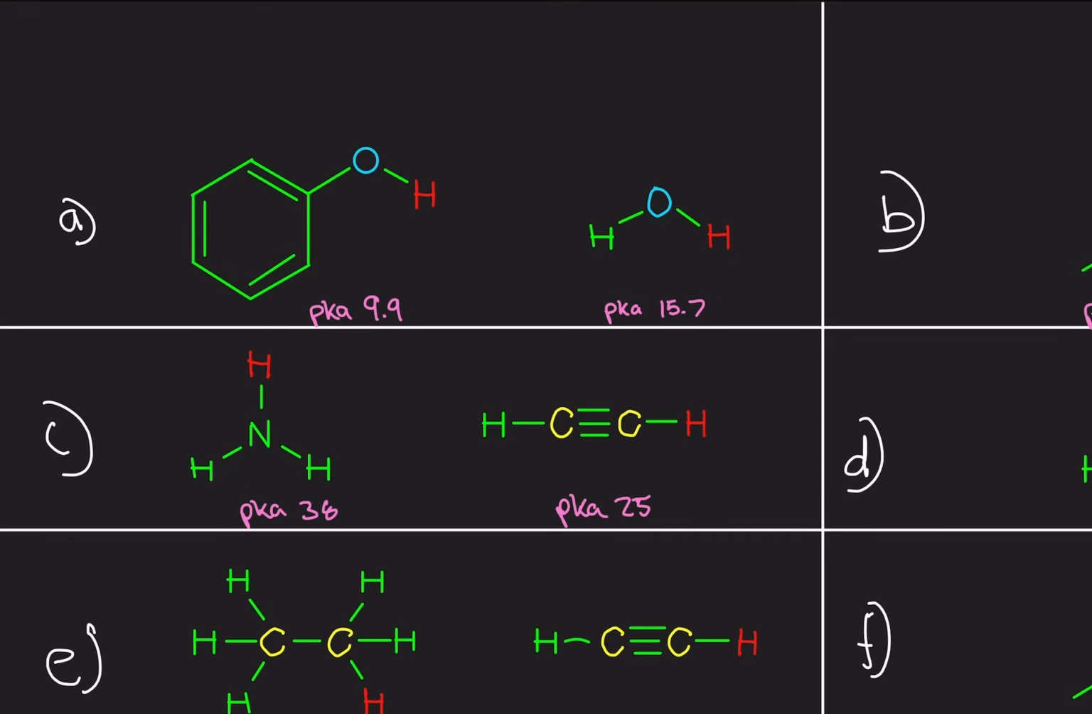So 9.9 versus 15.7. Now, for water, if you're going to memorize one thing, please memorize that water is 15.7. It's going to help you a lot in organic chemistry. So remember how I said the lower the pKa, the stronger the acid? Well, 9.9 is smaller than 15.7. So that means that the smaller pKa wins. This is the stronger acid.